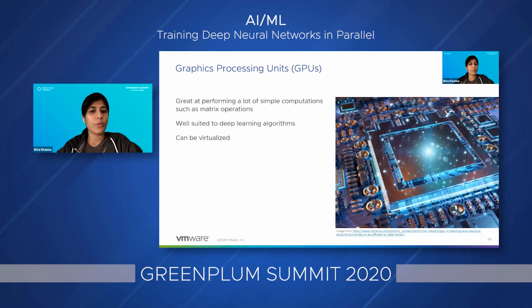GPUs are graphics processing units. These are basically good at performing a lot of simple computations in parallel, such as matrix operations on large data sets, which is a key aspect of the deep learning algorithms itself. They also have a high memory bandwidth that makes them well suited for training deep learning algorithms and can be virtualized too. But as we heard, they are expensive. Moving to the next slide.